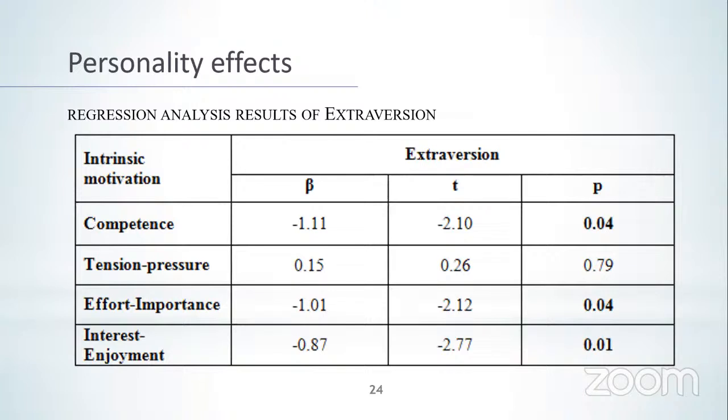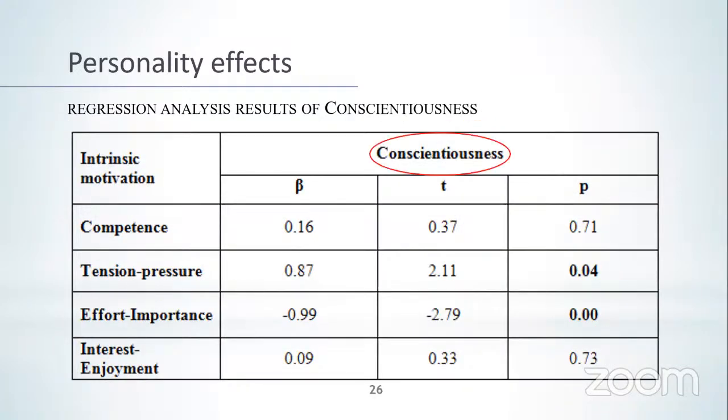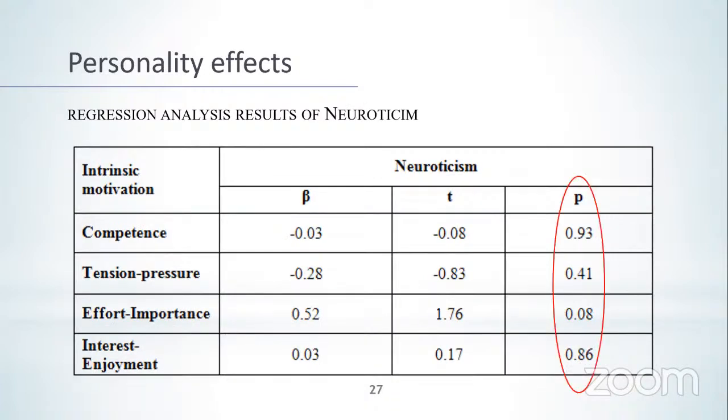For the agreeableness, no significant effect was found of agreeableness on learners' perception of intrinsic motivation. For the conscientiousness, regression analysis showed that conscientiousness can affect learners' perception of pressure and effort, where learners high in conscientiousness are more likely to feel the pressure. However, learners low in conscientiousness are more likely to feel the effort. For the neuroticism, no effect was found of this personality dimension on learners' perception of intrinsic motivation.